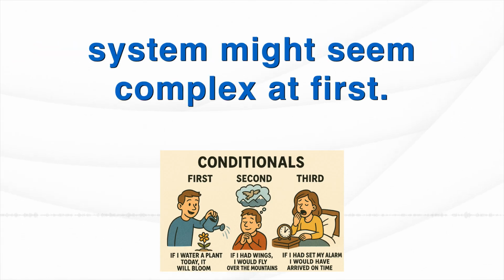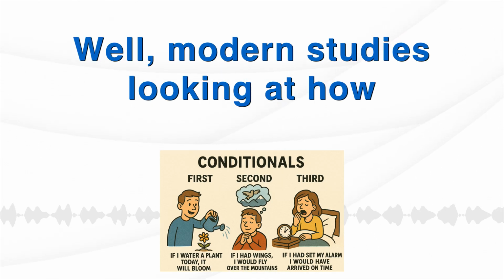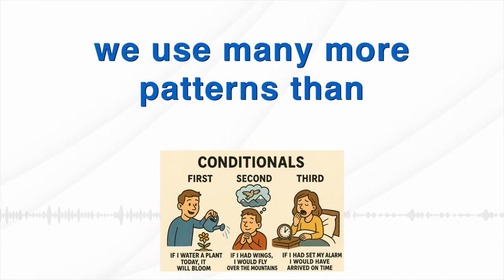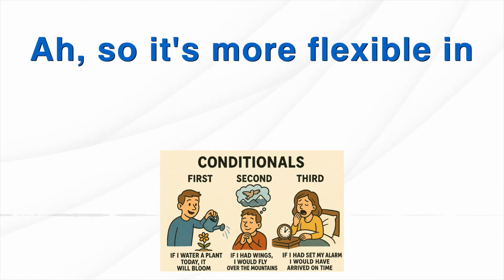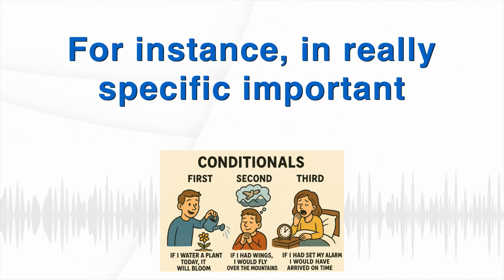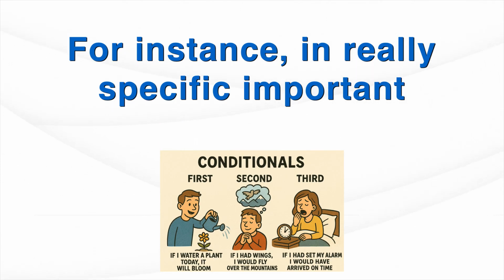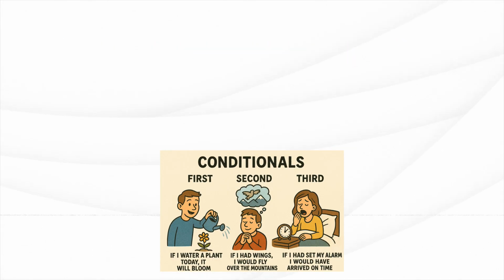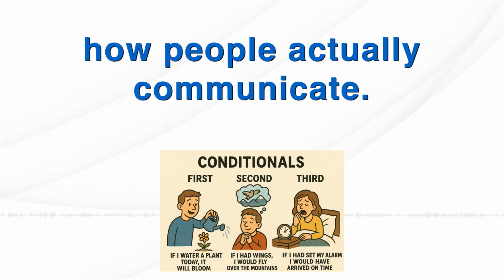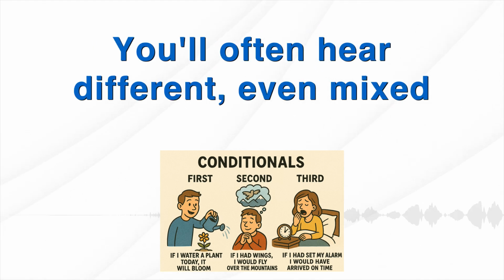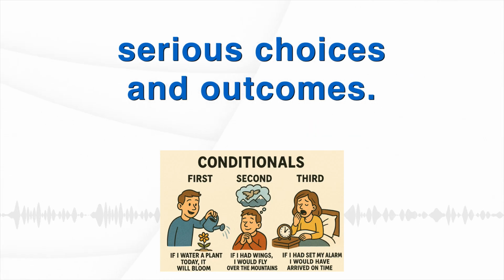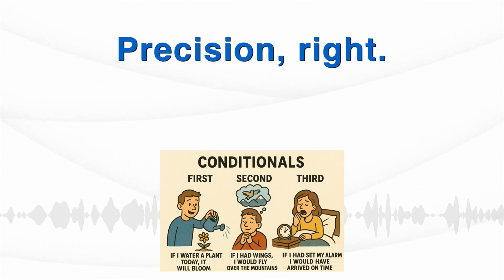This point about formality and likelihood, it's really important. I mean, think about why this system might seem complex at first. Okay. Well, modern studies looking at how native speakers really talk, they show we use many more patterns than just the basic textbook ones. So it's more flexible in real life. Much more. For instance, in really specific, important talks, like, say, in medicine or big business meetings. High-stakes stuff. Exactly. The simple forms you learn first, they're only a small part of how people actually communicate. You'll often hear different, even mixed conditional patterns when professionals are discussing serious choices and outcomes. It's all about precision. Right.